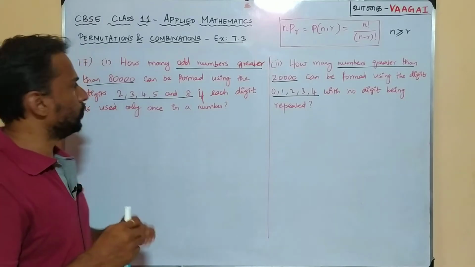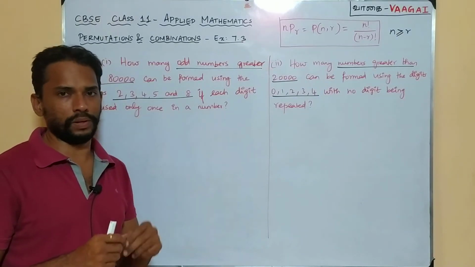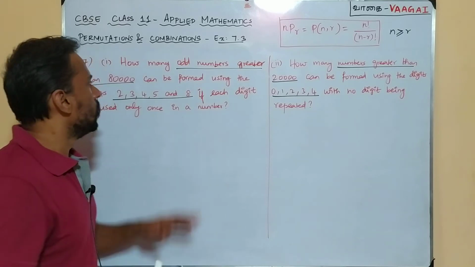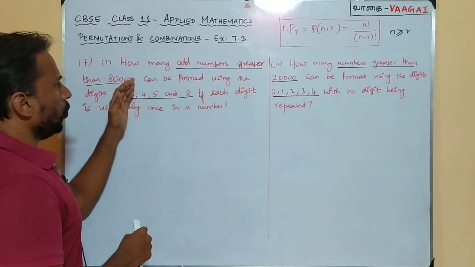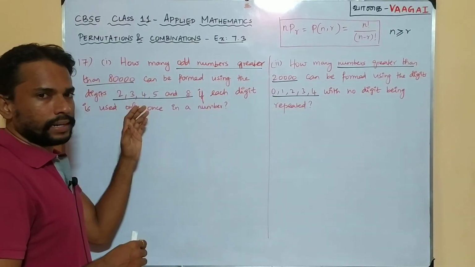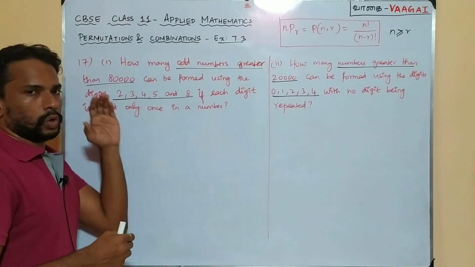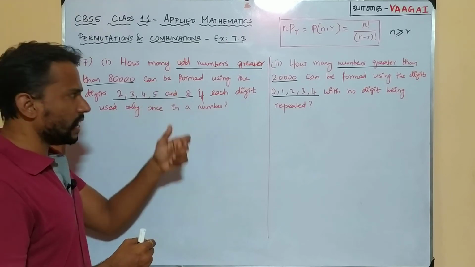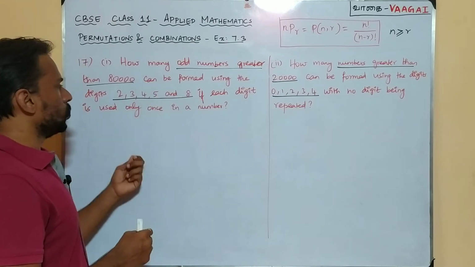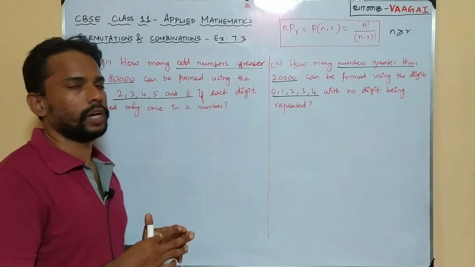Now coming to question number 17, here again we have got two subdivisions. Let's work them one by one. First subdivision: how many odd numbers greater than 80,000 can be formed using the digits 2, 3, 4, 5 and 8 if each digit is used only once in a number? This is going to be the question.